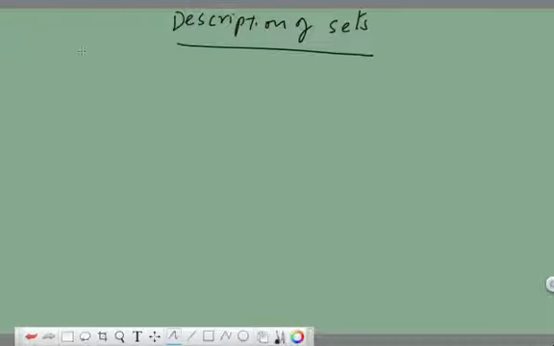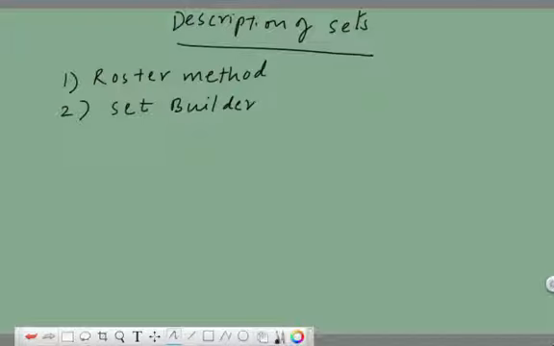Next we will talk about description of sets. A set is described in two ways. First way is called the roster method and the second is called the set builder method. First, let's talk about the roster method. In a roster method, all the members of the set are listed and each member is separated using a comma and the entire set of elements are included in braces.